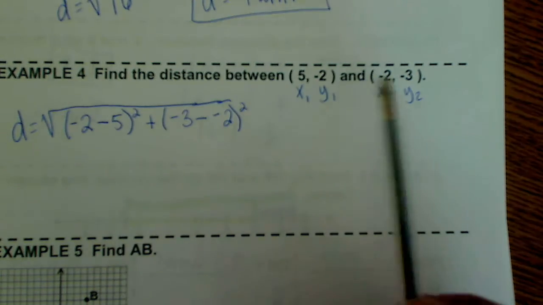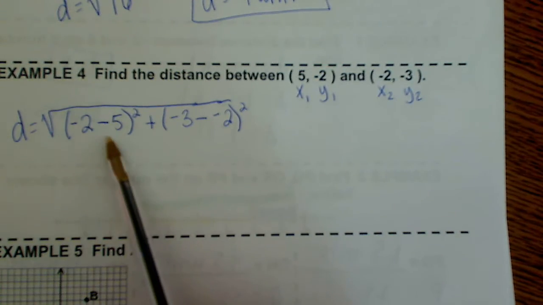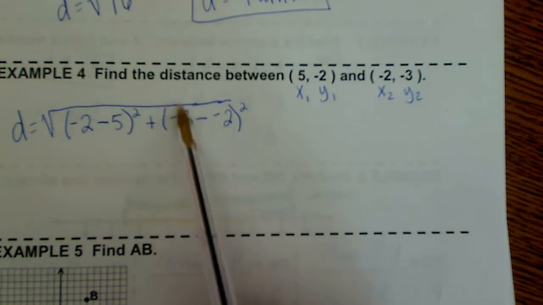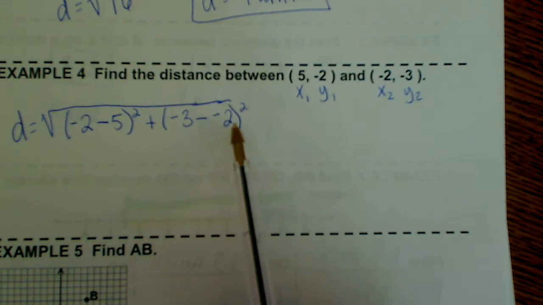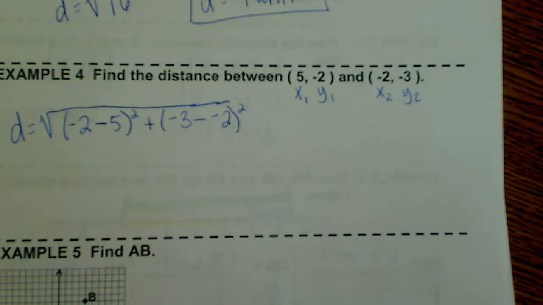Okay, does everything look right? Because sometimes I can make a mistake too, so y'all have to let me know if something doesn't look right. Okay, so everything looks good to me. So I'm going to put all that in my calculator, use the parentheses, -2 minus 5, close parentheses squared, and so forth.